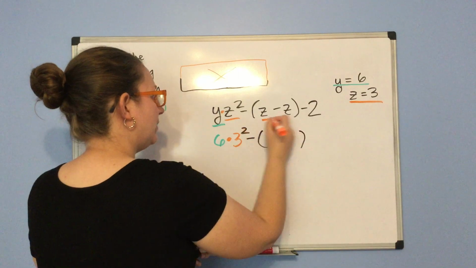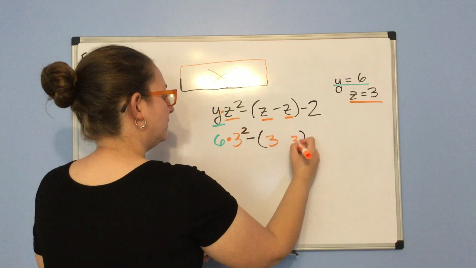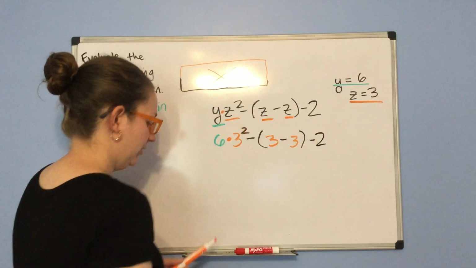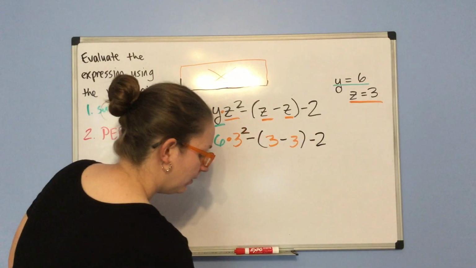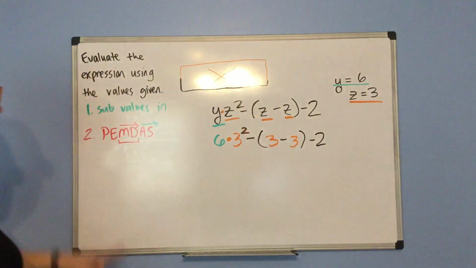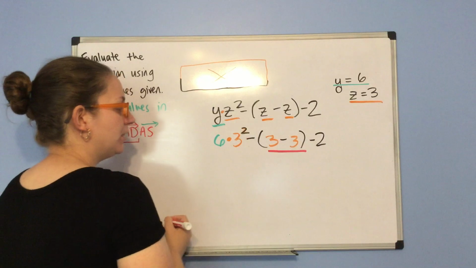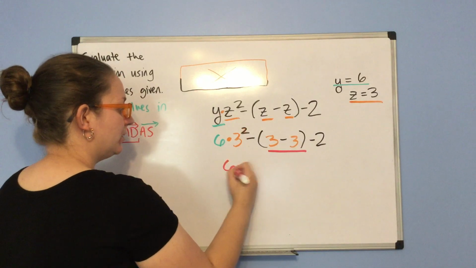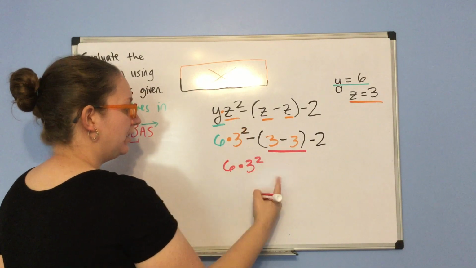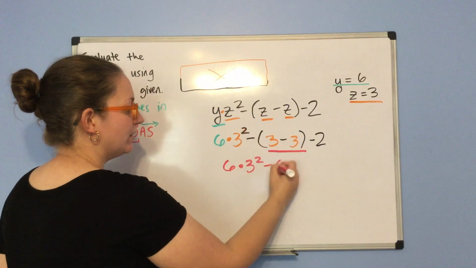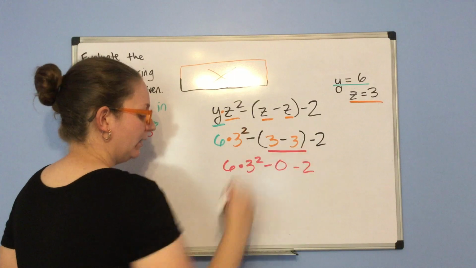Inside of parentheses, we have more z's. There's a minus sign in between them. And then a -2. Now let's use our order of operations. We do have parentheses right here, so let's start there. So all this other stuff stays the same. 3 minus 3 is 0, so this becomes minus 0, and then minus 2.